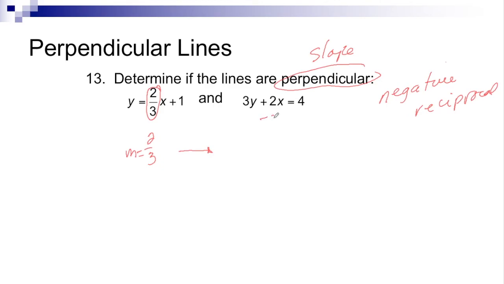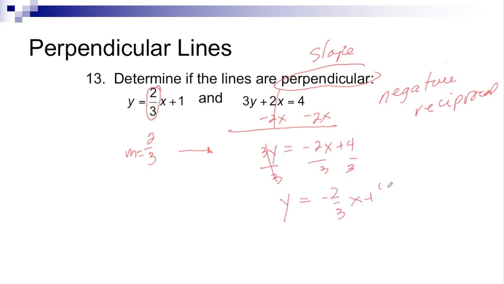So let us solve. Subtract 2x on both sides, cross out. So this is 3y equals negative 2x plus 4. Divide 3 on both sides. This is 1, and therefore we have y equals negative 2/3 x plus 4/3. Now, the slope of the second equation is negative 2/3. Is negative 2/3 the negative reciprocal of this? Let us see. Positive becomes negative, flip, and this is not. So, these equations are not parallel nor perpendicular.